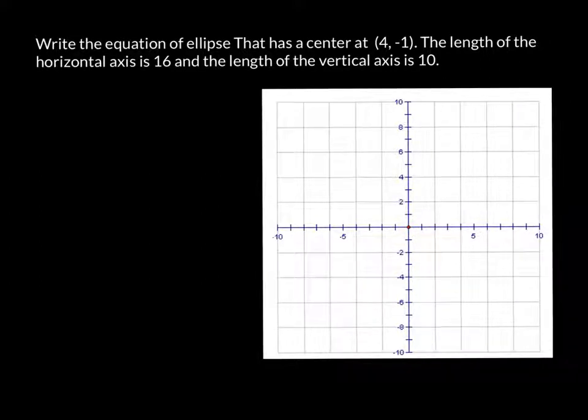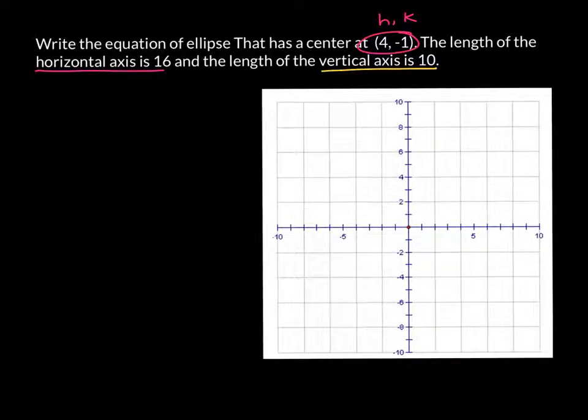All right, so to go ahead and start this, we're going to write and graph an ellipse that has a center at (4, -1). That gives us our values of h and k. Now, the length of our horizontal axis is 16. That's the entire length. But we also need to look at the vertical axis. Over here, the vertical axis is 10.